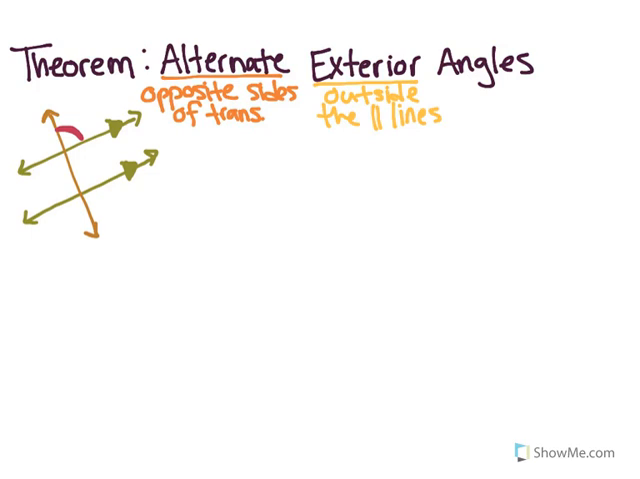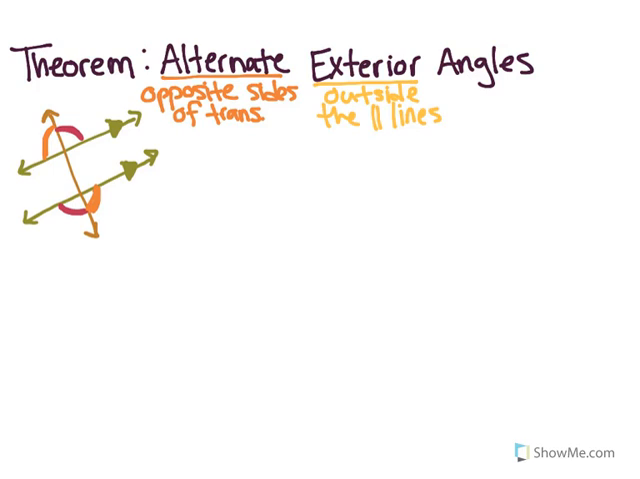So I'm going to find another angle on the opposite side of that transversal, but also on the other part of the outside of those parallel lines, which would be right here. Okay, so that's an example of alternate exterior angles. Another example of that would be if I were to start right here in orange and then find its match over here on its alternate exterior side.